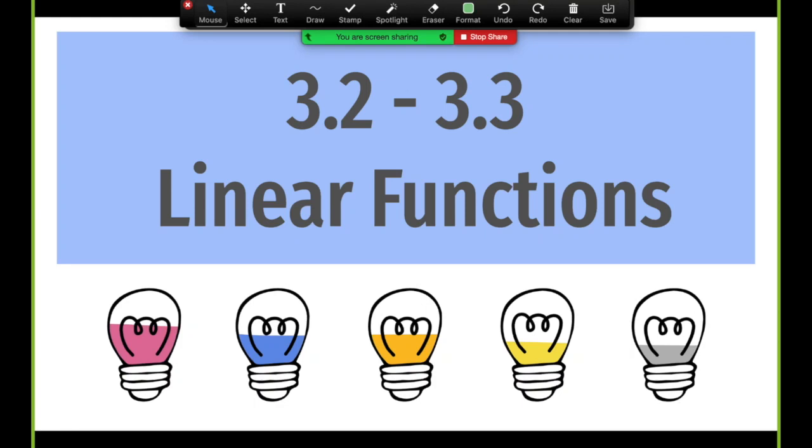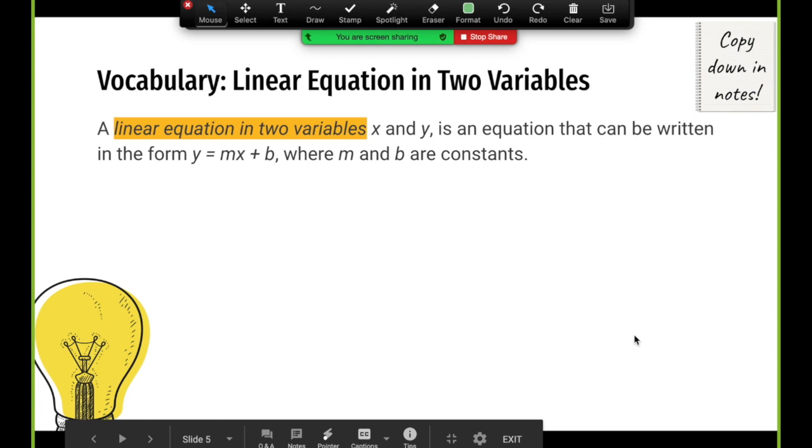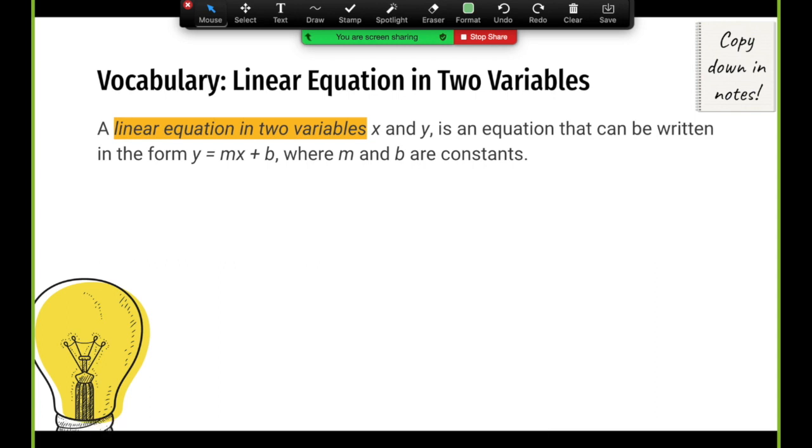Hi guys, so today we're going to talk about Chapter 3, Section 2 to Chapter 3, Section 3, Linear Functions. So for vocabulary, we're going to talk about a linear equation in two variables, x and y. It is an equation that can be written in the form y equals mx plus b, where m and b are constants.